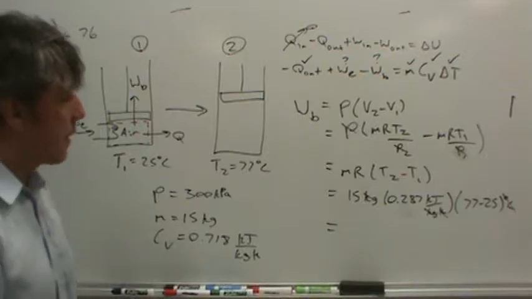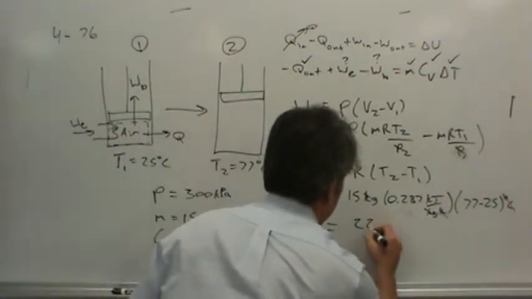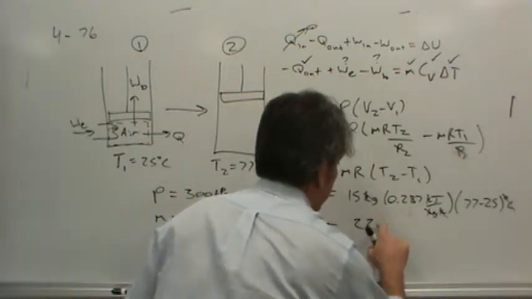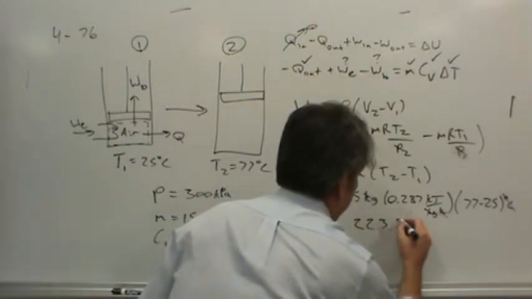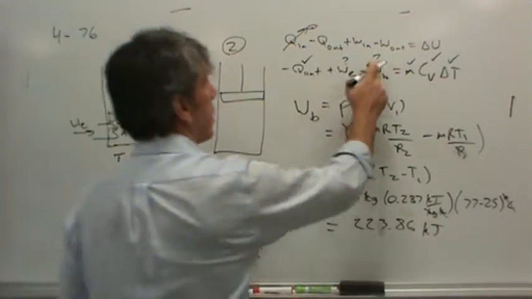Pretty awesome. So it'd be 222.86? 223.26. Okay. Anyone second that? Yeah. Okay. So there's the boundary work. Well, that makes our lives easy.